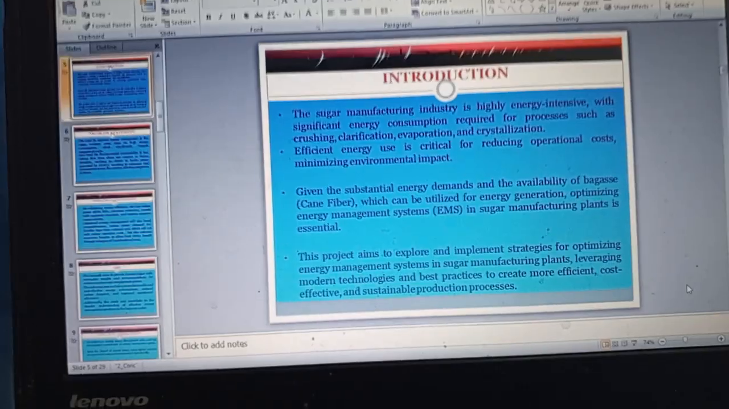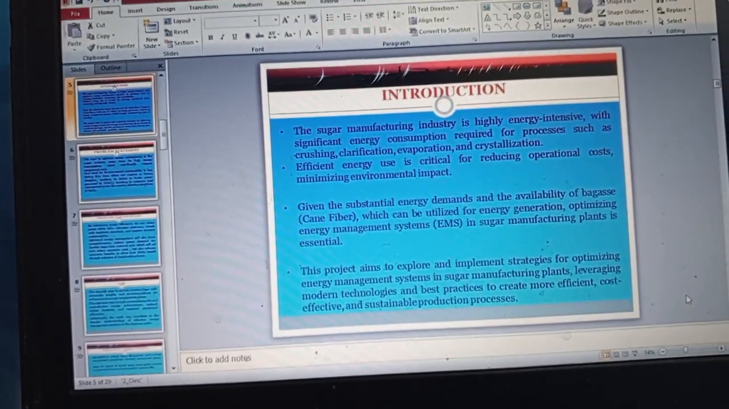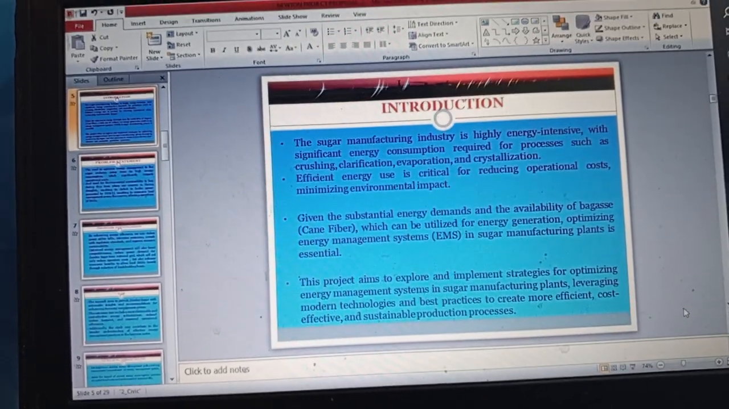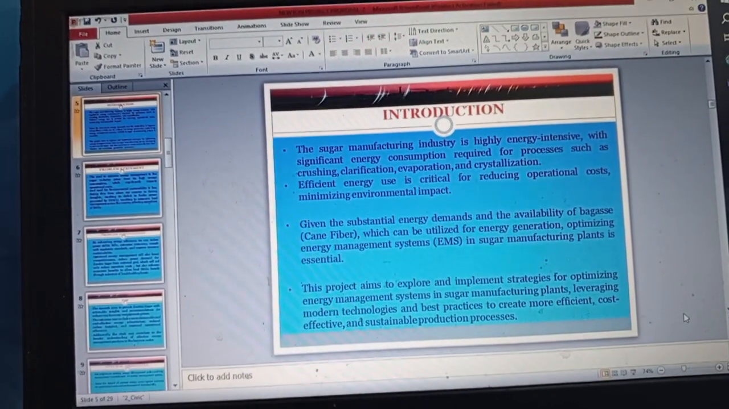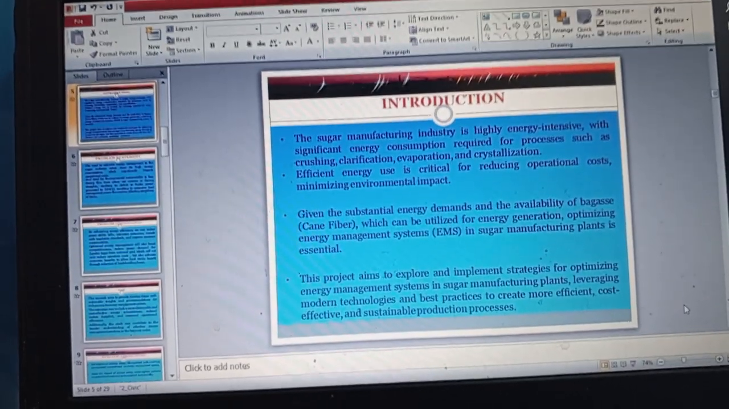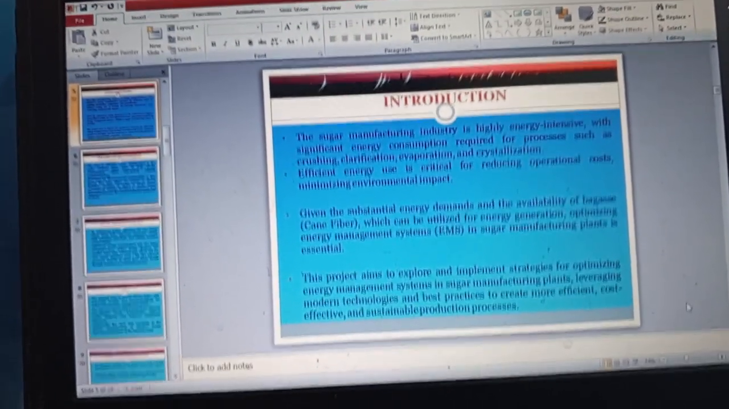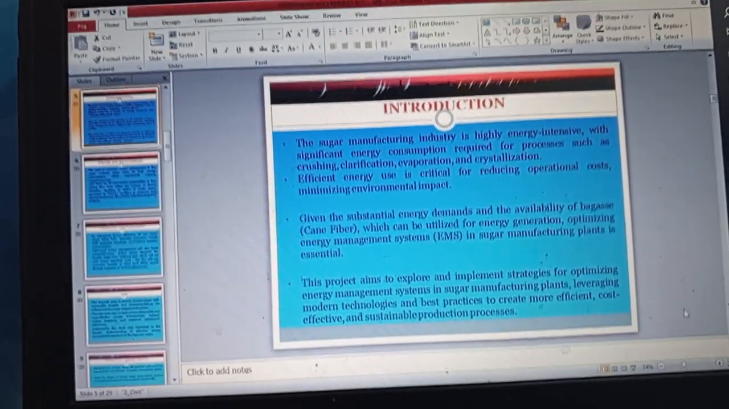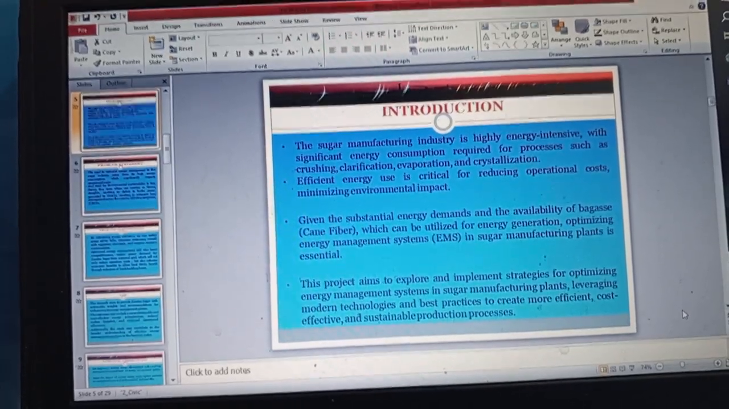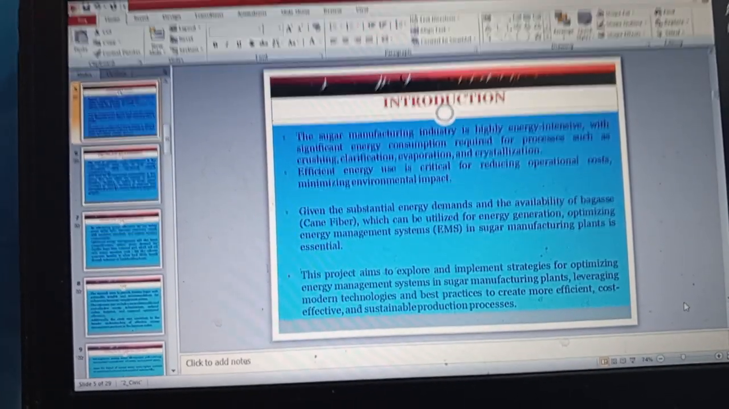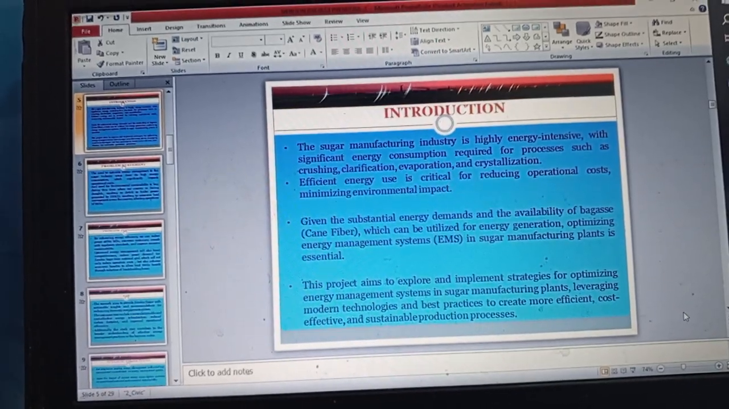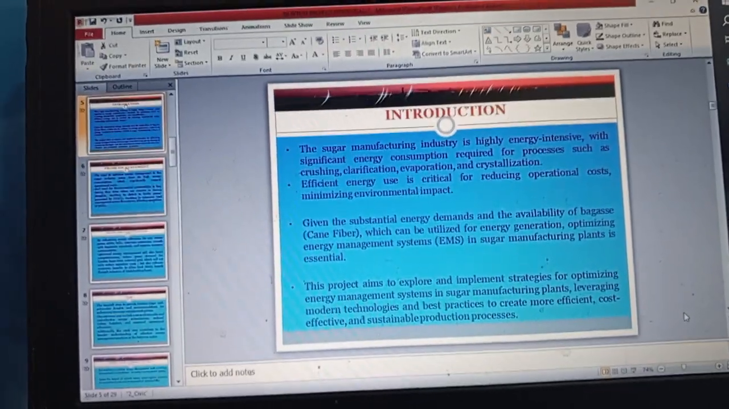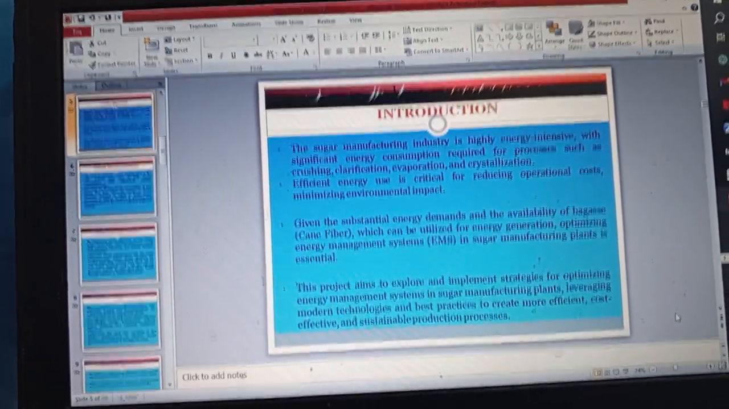Given the substantial energy demands and the availability of bagasse, which is the cane fiber, which can be utilized for energy generation, optimizing the energy management system in a sugar manufacturing plant is essential. This project aims to explore and implement strategies for optimizing energy management systems in sugar manufacturing plants, leveraging modern technologies and best practices to create more efficient, cost-effective, and sustainable operation processes.